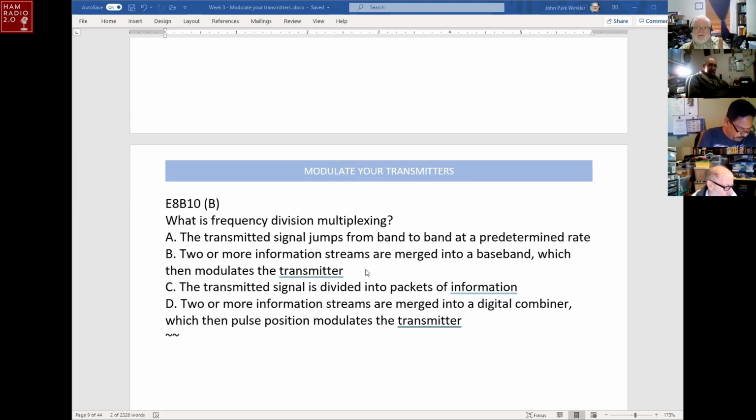Okay, that makes sense. So the information streams could be music, it could be digital, it could be telemetry, it could be left and right channel stereo, and they put that all into a signal that if you looked at it would have all these subcarriers, and you demodulate each of the subcarriers to retrieve it, and then that's called a baseband, and then it modulates the transmitter, which gives you a very complex signal out there. And that's frequency division multiplexing.